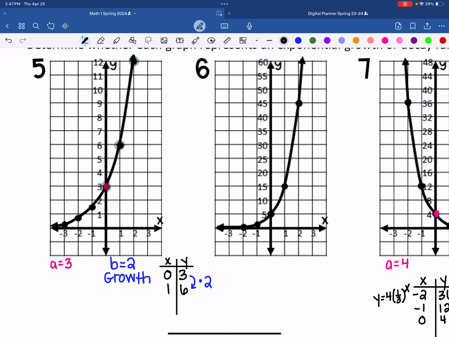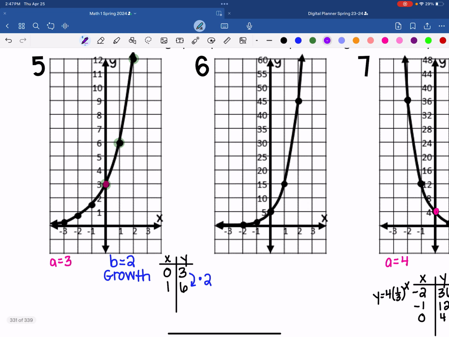Also, if I wanted to continue on, I could essentially say, okay, if I want to get to my next value of 2, I could say, okay, times 2 again, which is going to be 12, which we can in fact see that this is at 12. All right, so my equation here is going to be y equals 3 times 2 raised to x.